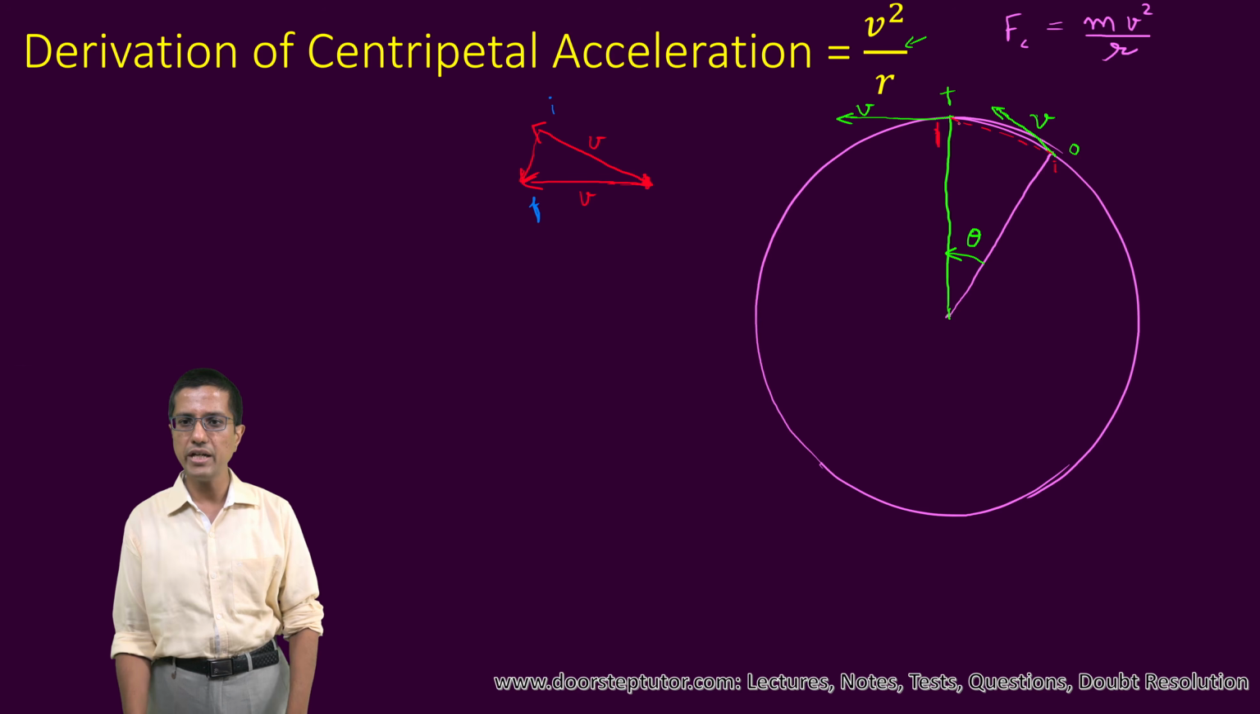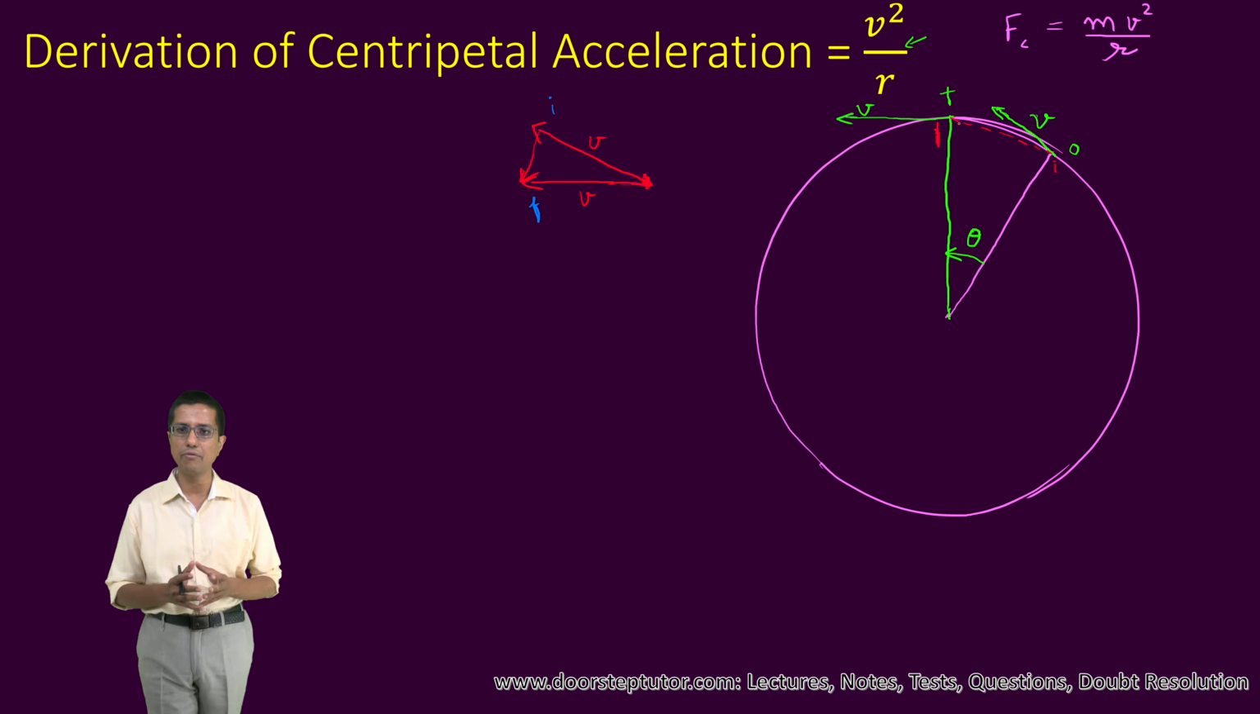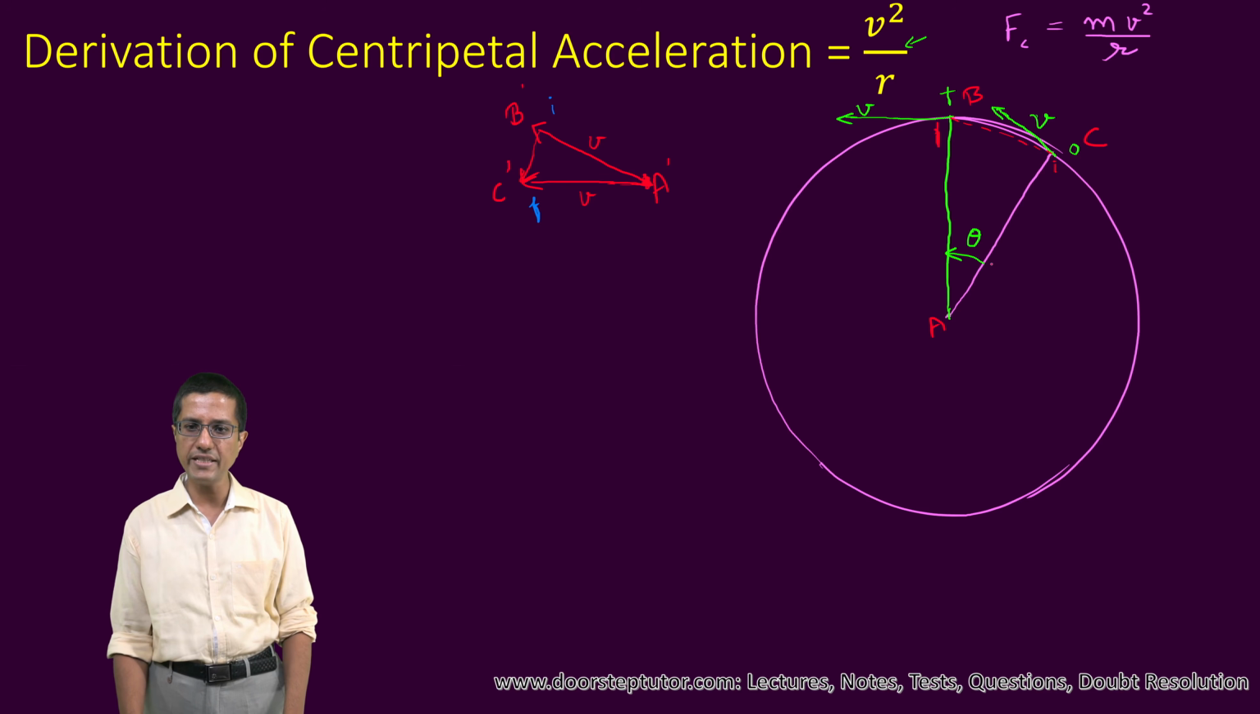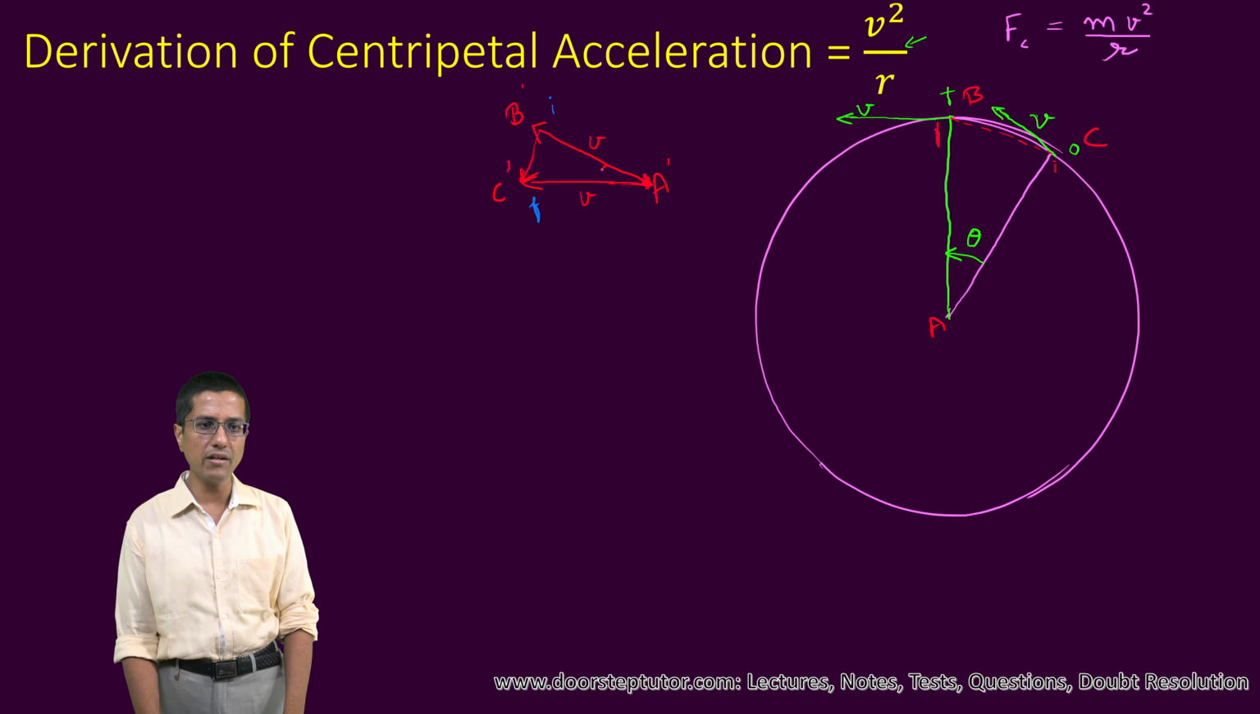Okay. So there are two triangles which are formed here. One is this triangle, which we will call A, B, C, and this is the second triangle which we will call A dash, B dash and C dash. And if you think about it, if this angle is theta, this angle also has to be theta. Why is that the case?